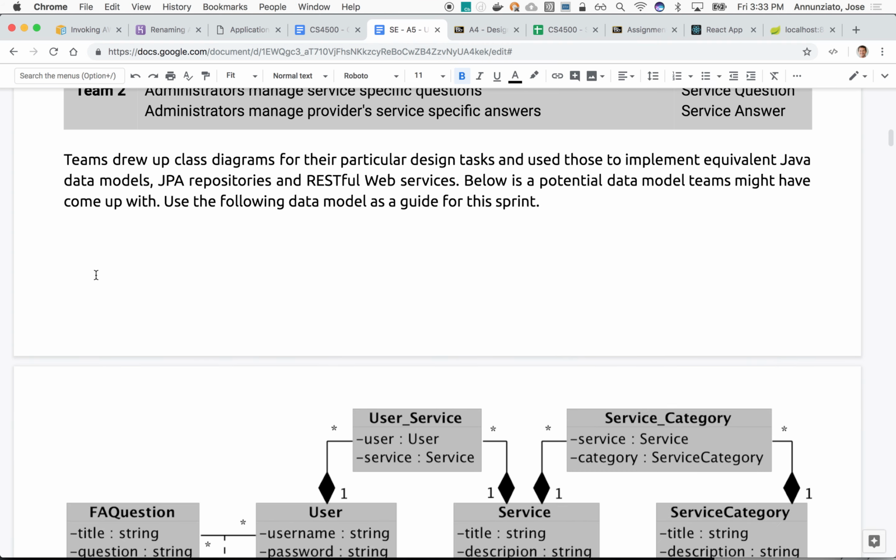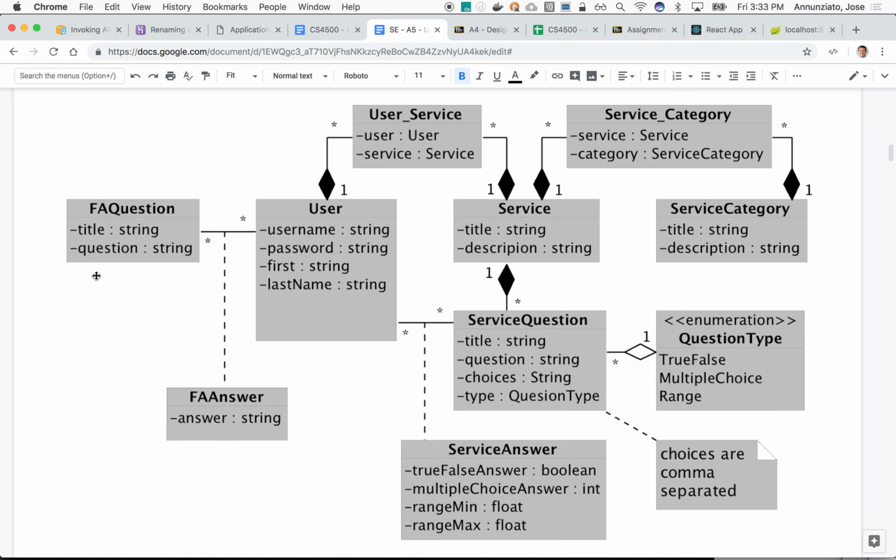Let's see. This is a data model that you might have come up with on your own for the ongoing assignment. It might look slightly different from what you might have come up with, but here might be something that might be equivalent to what you already have. So here we have the user class, obviously, which is related to many different classes over here. We see that there's a many-to-many relationship between a user and a service, right? And it's implemented by this mapping class called user_service that relates many users to many services.